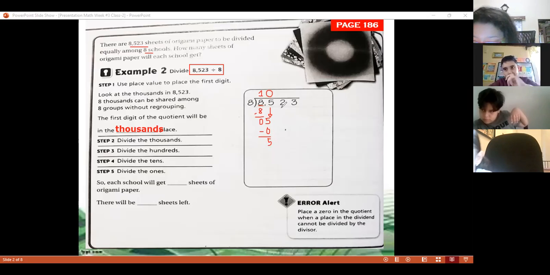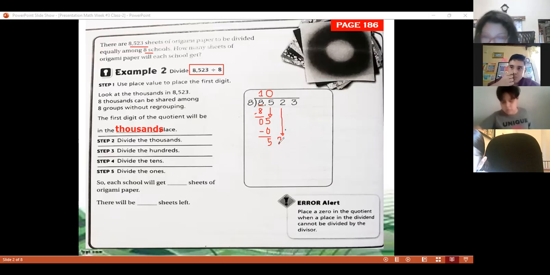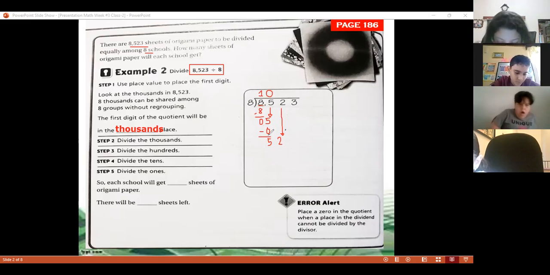Excellent, Marcelo. Step number 4, it says divide the tens. We need to put down the number 2. So we have 52 now. 52 is divided by 8. Think about the table of 8, one number that is 52 or close to 52.